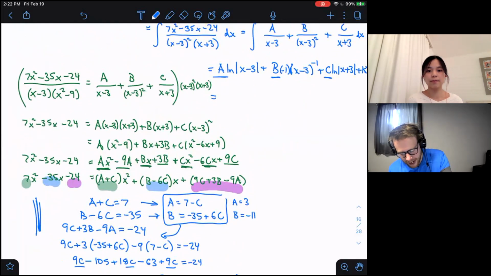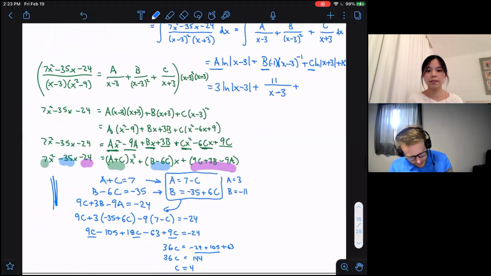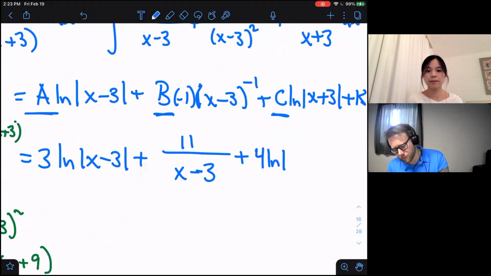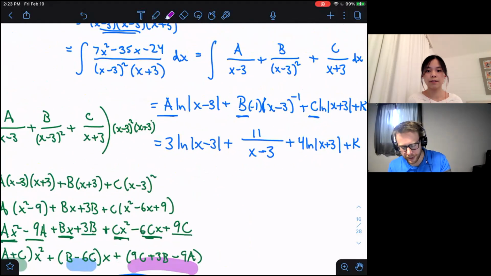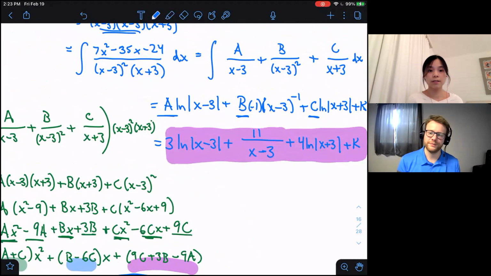Again, A was supposed to be equal to 3. B was equal to negative 11. Notice there's another negative right here. So I'm going to go ahead and, 2 negatives being multiplied together will give us a positive 11. And I'm going to write this as x minus 3 in the denominator here. And then our C value here we found to be 4. And again, you can leave this as plus K or plus C, whatever you'd like it to be. That right there is my final answer.